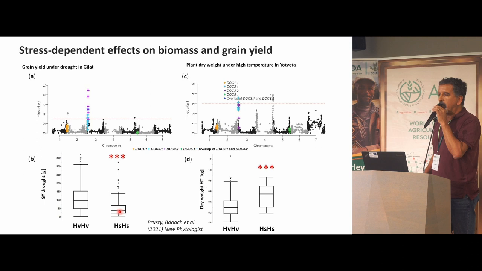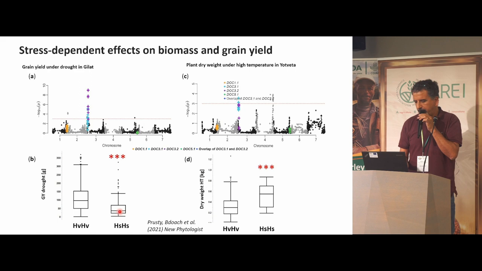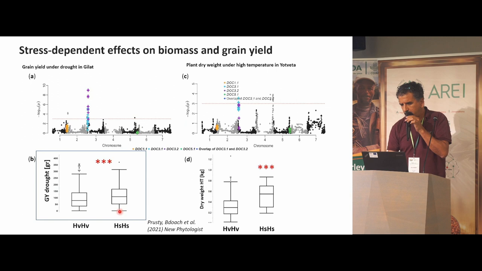So having a higher biomass under stress is not necessarily a good thing for the crop. There is something going on in the trade-off between the source and the sink. Nevertheless, there are some QTLs, not many, that show a beneficial effect. Here you can see an example of one.